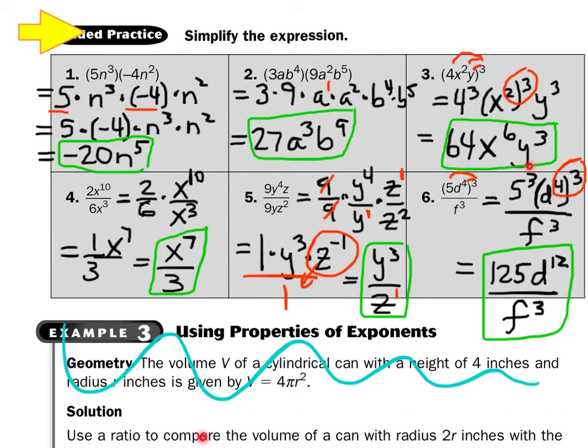So I have 5 to the 3rd power, and then in parentheses, d to the 4th power raised to the 3rd power, over f to the 3rd power. Well, 5 to the 3rd power means 5 times 5 times 5, which is 125. And then I circled the 4 times the 3, so it's d to the 12th power over f to the 3rd power, and I'm done.